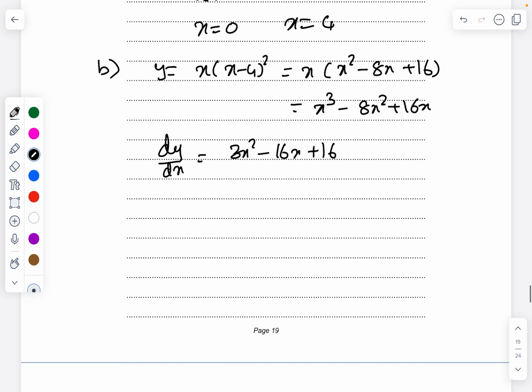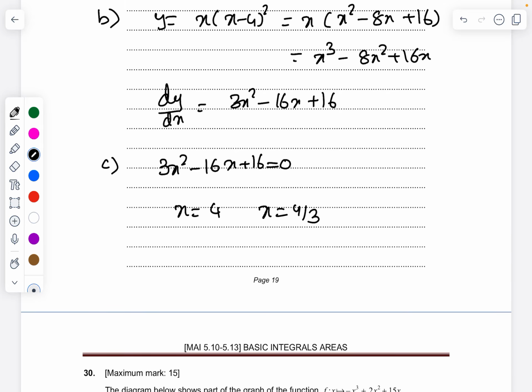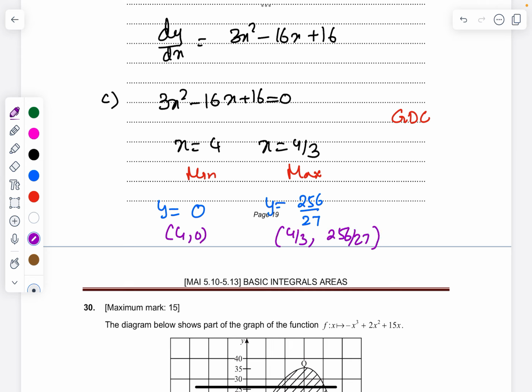Use dy by dx to find the minimum point and maximum point. So 3x squared minus 16x plus 16 should be equal to 0. So you'll be getting x equals 4, x equals 4 upon 3. Then at 4 upon 3, it's going to be the maximum point, and at 4, use the GDC, minimum point, and the value will be nothing but what? y equals 256 upon 27, and the y value here will be 0. So the point is (4, 0) or (4 upon 3, 256 upon 27).